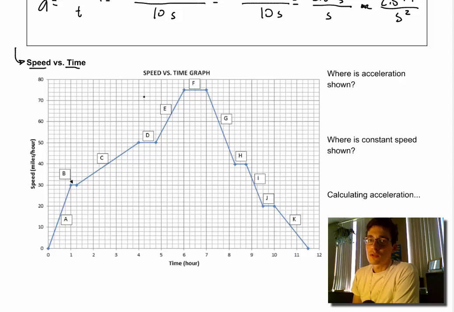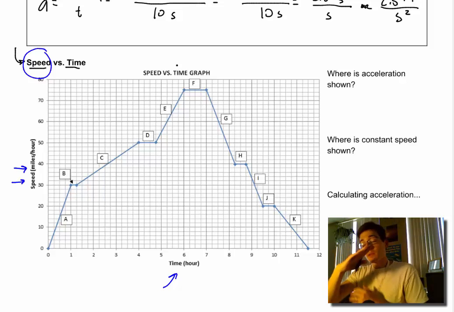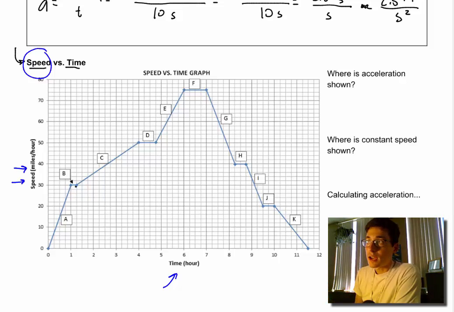It looks very similar to a distance versus, or a position versus time graph, but now we're talking speed versus time, so we're showing something completely different. Speed is our dependent variable, time is our independent, so as time progresses my speed is going to change. Now remember, on a distance versus time graph, a consistent slope meant we were at a constant speed. A flat line meant we were stopped.